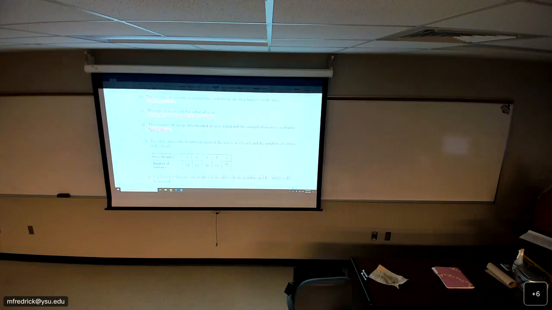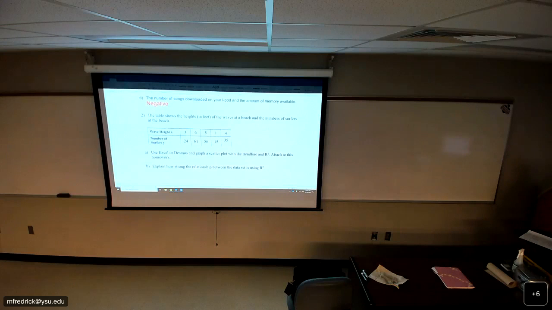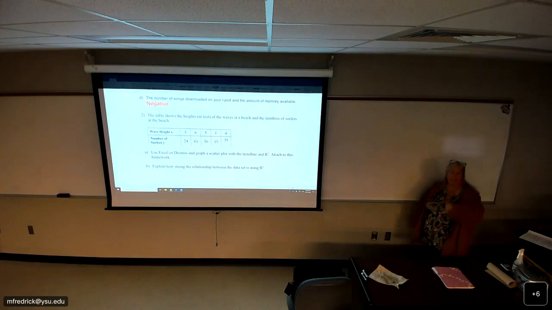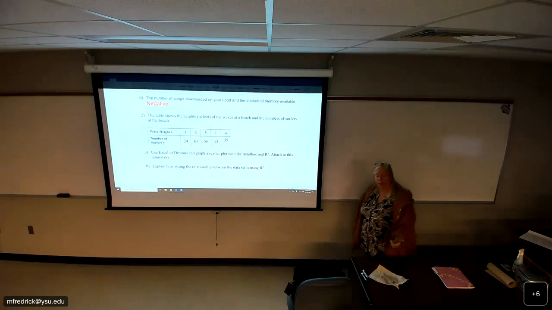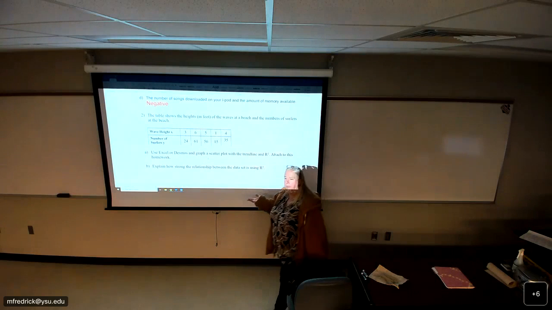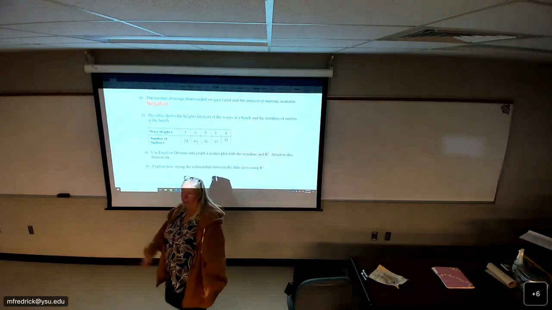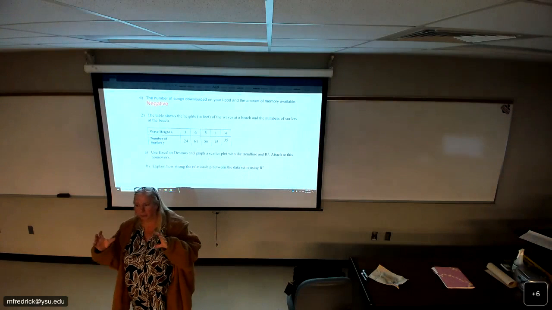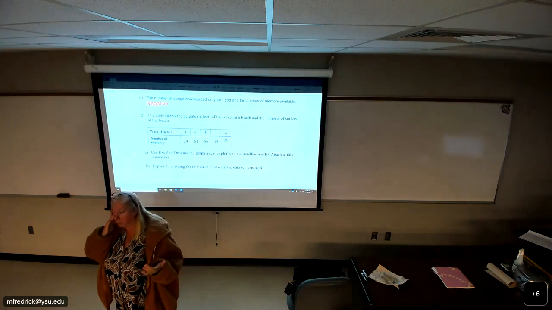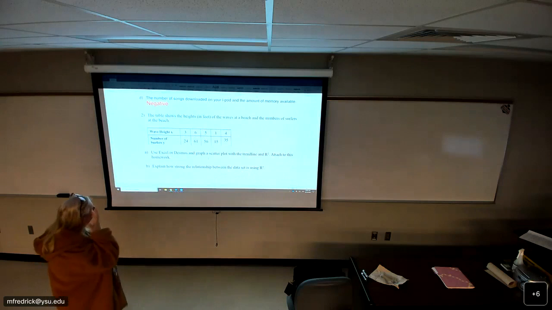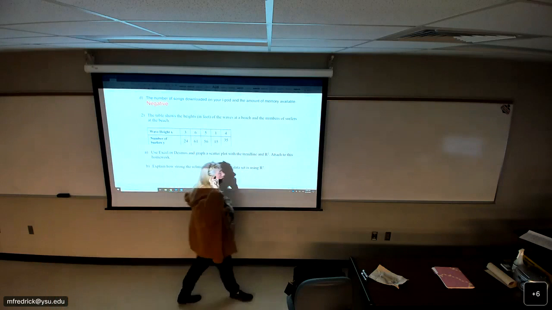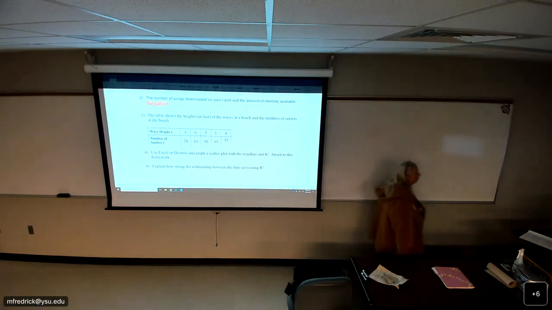Table shows the height in feet of waves at a beach and the number of surfers. Using Excel or Desmos, graph a scatter plot with a trend line and R squared and attach it. If it's in Excel, you can save it and attach the Excel file. If it's in Desmos, you can just take a picture of it. Just make sure I do have the graph with the trend line and R squared.